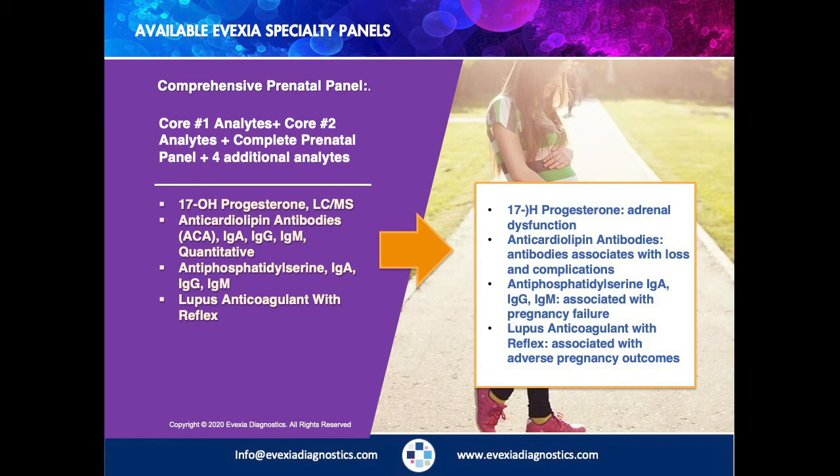Next is the analyte known as antiphosphatidylserine IgA, IgG, and IgM. Now, this analyte is used in the diagnosis of antiphospholipid syndrome that I just mentioned. And the final analyte in this panel is called lupus anticoagulant. These anticoagulants are nonspecific antibodies that are associated with venous thrombosis, pulmonary embolism, arterial thrombosis, and recurrent fetal loss. Once again, you want to take a look at this as well.